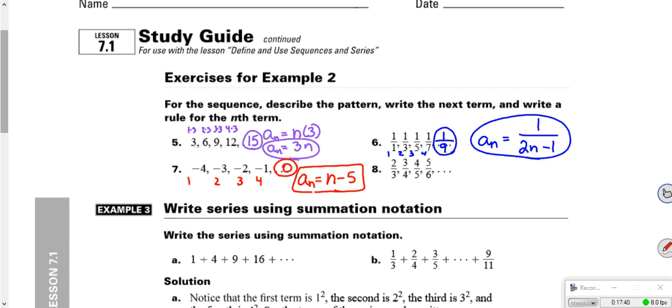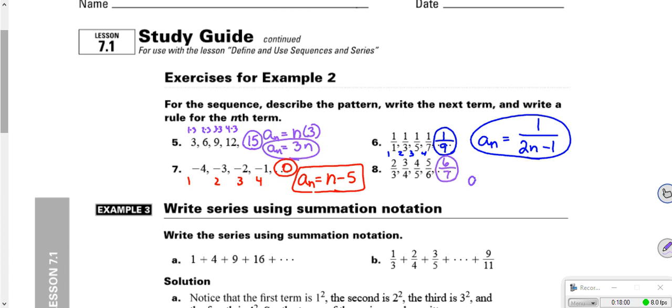This one I think maybe is a little easier to see. Obviously on top we are counting up by 1, so the next fraction is going to be a 6. On the bottom we're also counting up by 1, but we started at a different number. So this is going to be 7. So 6/7 is going to be my next term of the sequence.